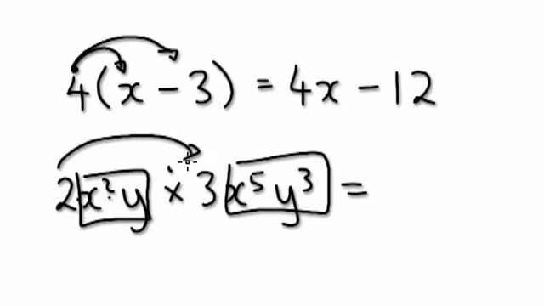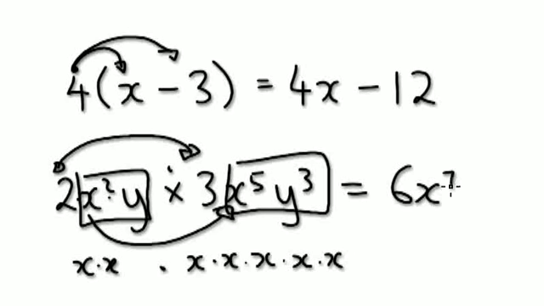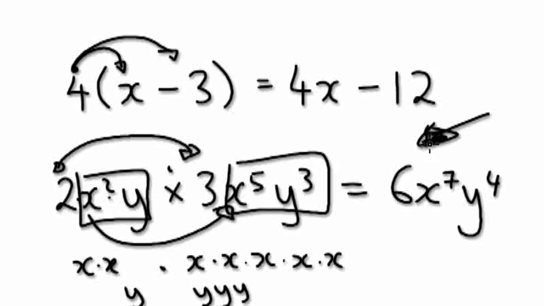So basically, 2 times 3 is 6, and then you've got x squared times x to the power 5. So x squared is x times x, and then you times it with x to the power 5, so x by itself 5 times. Basically, that's x to the power 7. And then you've got y, just one y here, times y to the power 3. That's 4y, so basically y to the power 4. If you don't understand this, go back to the previous videos.